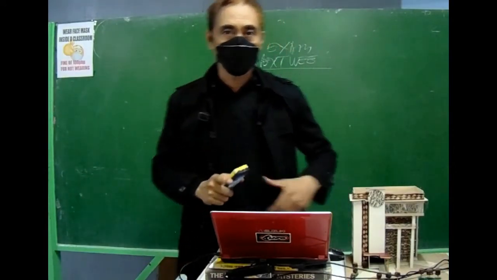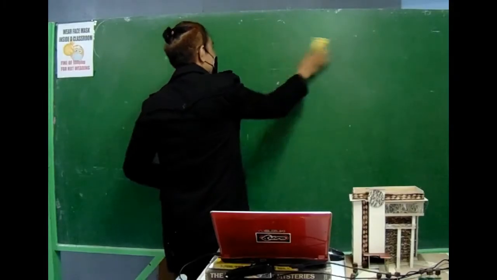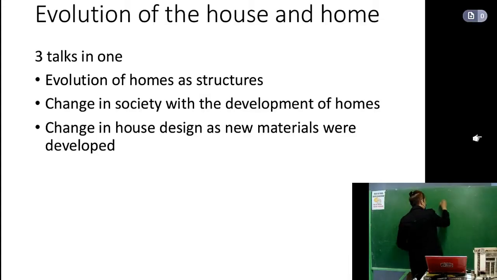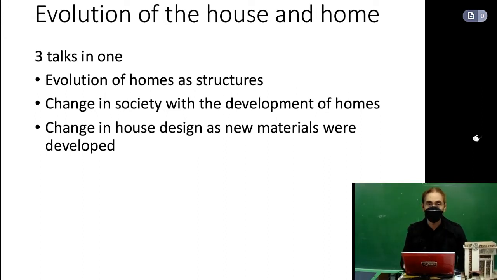Today's topic is about the evolution of the house and home from the old days to the present. The evolution of the house and home: evolution of homes as structures, change in society with the development of homes, change in house design as new materials were developed.